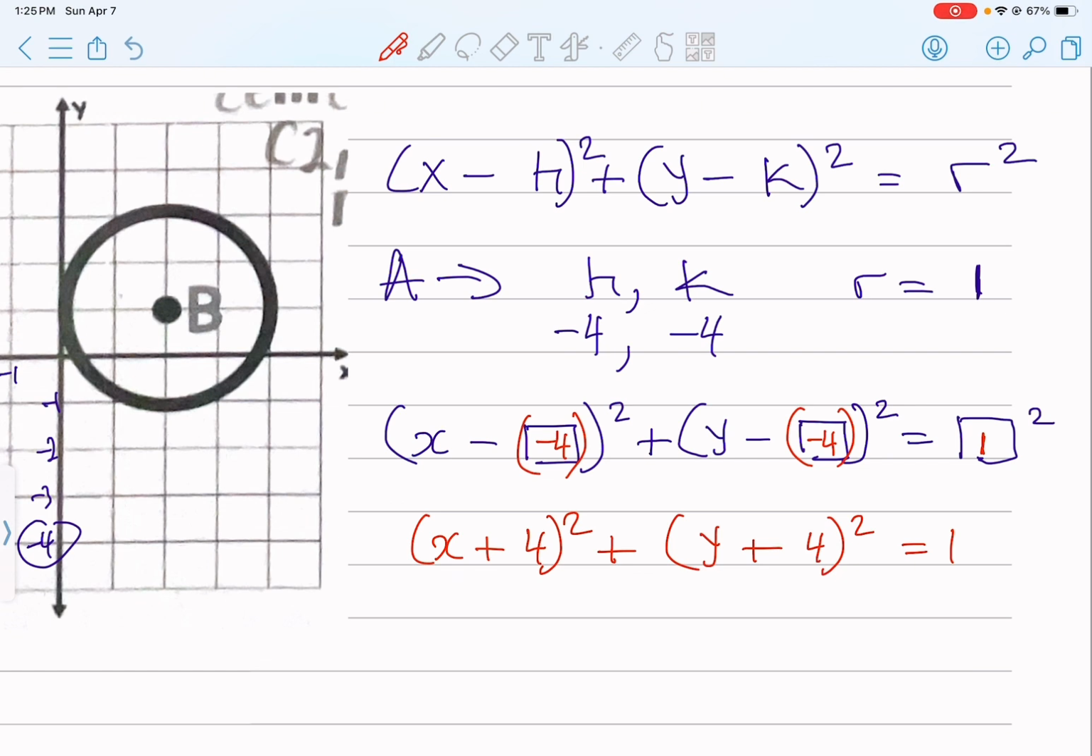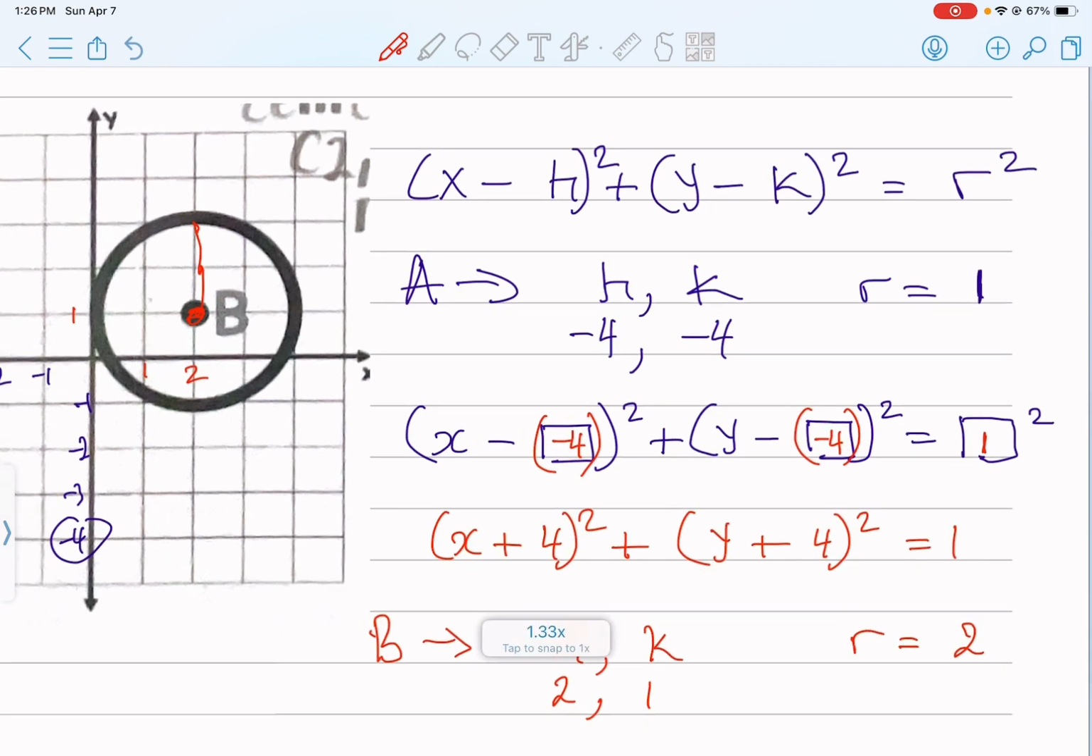Okay, we're gonna do B now. So for B, let's find the H and K and the radius. 1, 2, right? And 1. So what is your H and K for B? The H is 2, the K is 1. And let's count the radius. Remember how to count the radius from the center. 1, 2. Either way you count, up or down, it's always going to be 2.